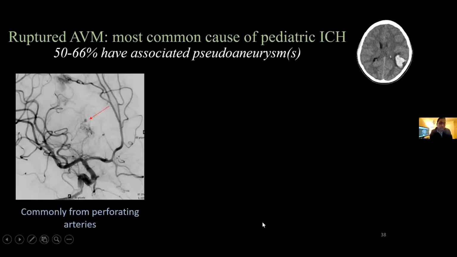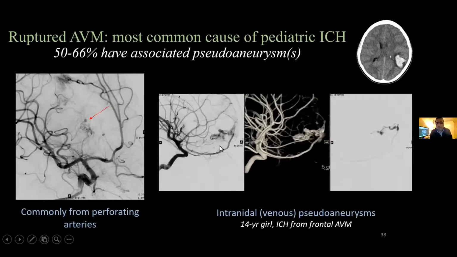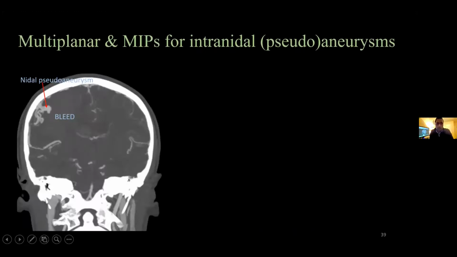And most commonly, these are from perforating feeding arteries, but they can also be intranidal. So the intranidal pseudoaneurysms are venous aneurysms. The perforating arterial pseudoaneurysms are typically from the feeding artery, so they are arterial pseudoaneurysms. Here's one in the frontal lobe. You can see the rupture point in the form of a pseudoaneurysm, which I was able to get in with a microcatheter and selectively glue.